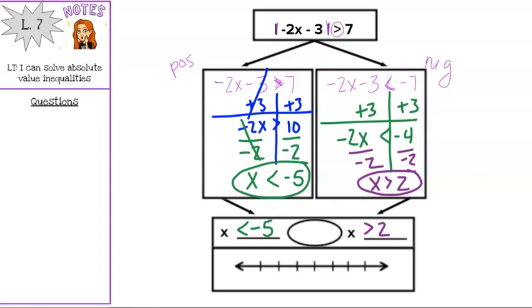So now let's graph those. I'm going to put my bigger number on the right. We've got 2. My smaller number, negative 5, on the left. 0 will be in the middle there, closer to 2 though. And now we have to figure out how to shade this.